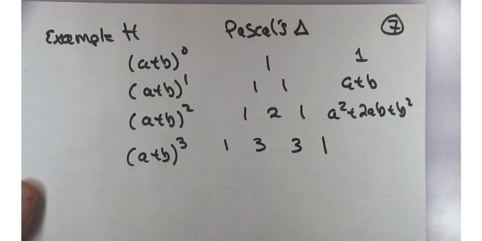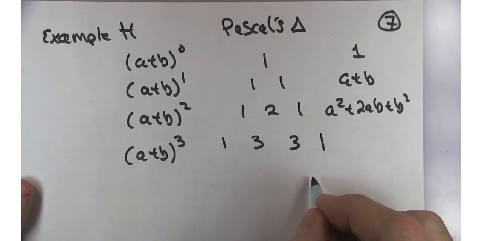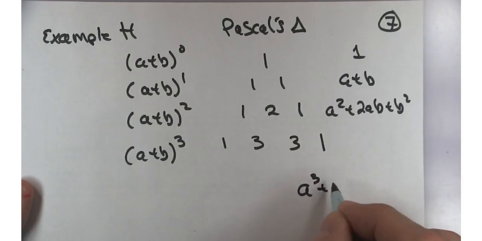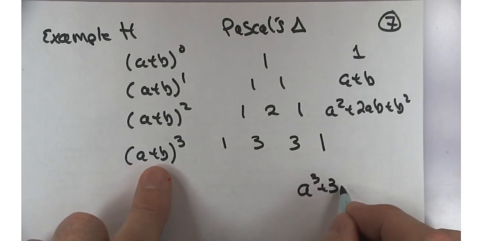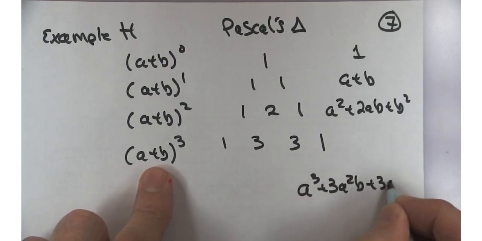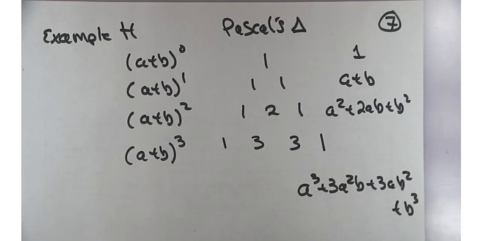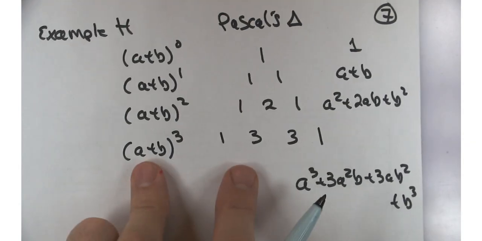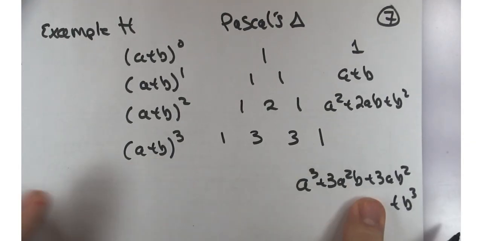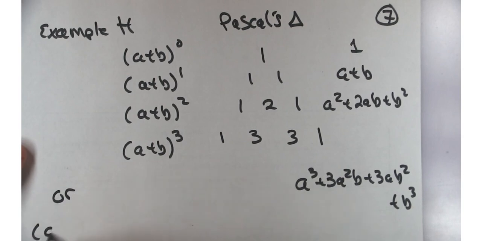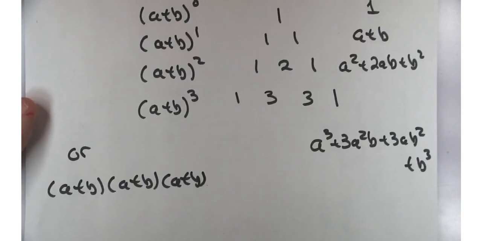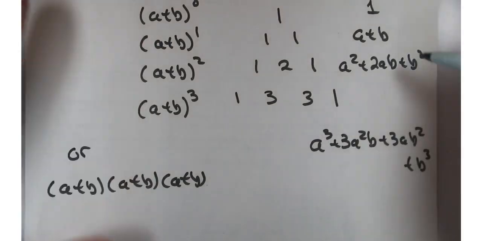And that's going to be the coefficients for a cubed plus 3a squared b plus 3ab squared plus b cubed. Nice. So expanding it out is going to be a lot easier using Pascal's triangle, or you could do a plus b times a plus b times a plus b and multiply them all out and collect like terms and spend about a week doing this thing as opposed to a few seconds. So it's a nice little trick.